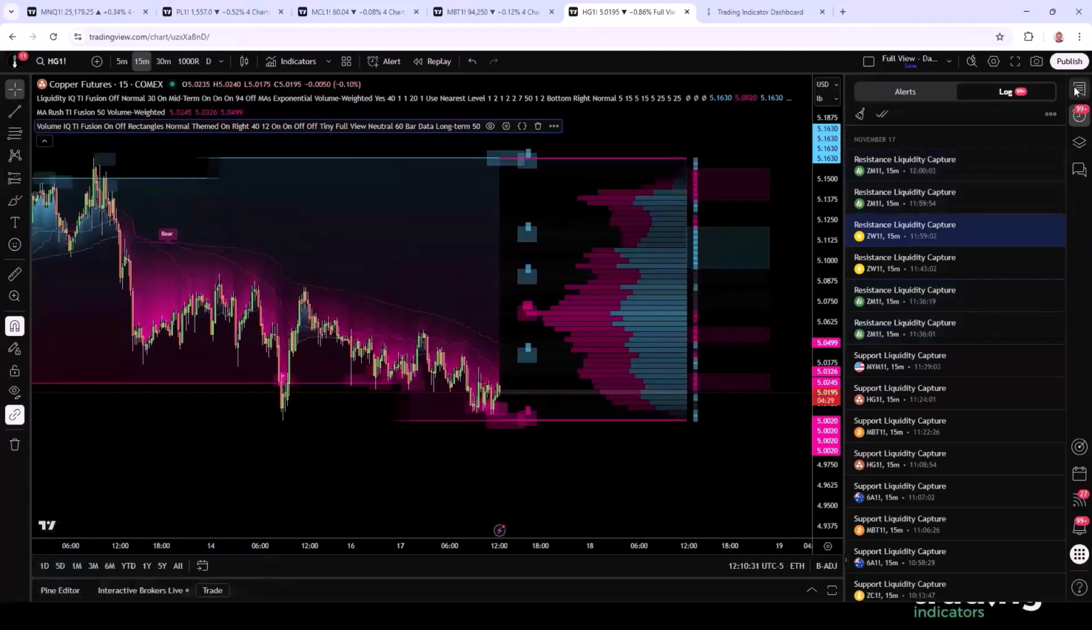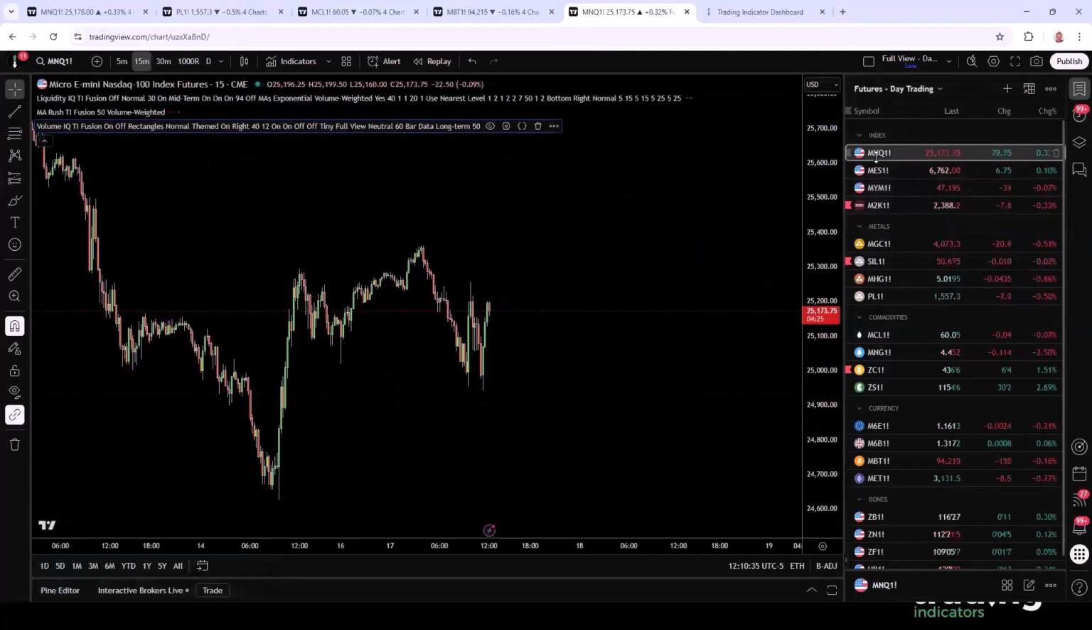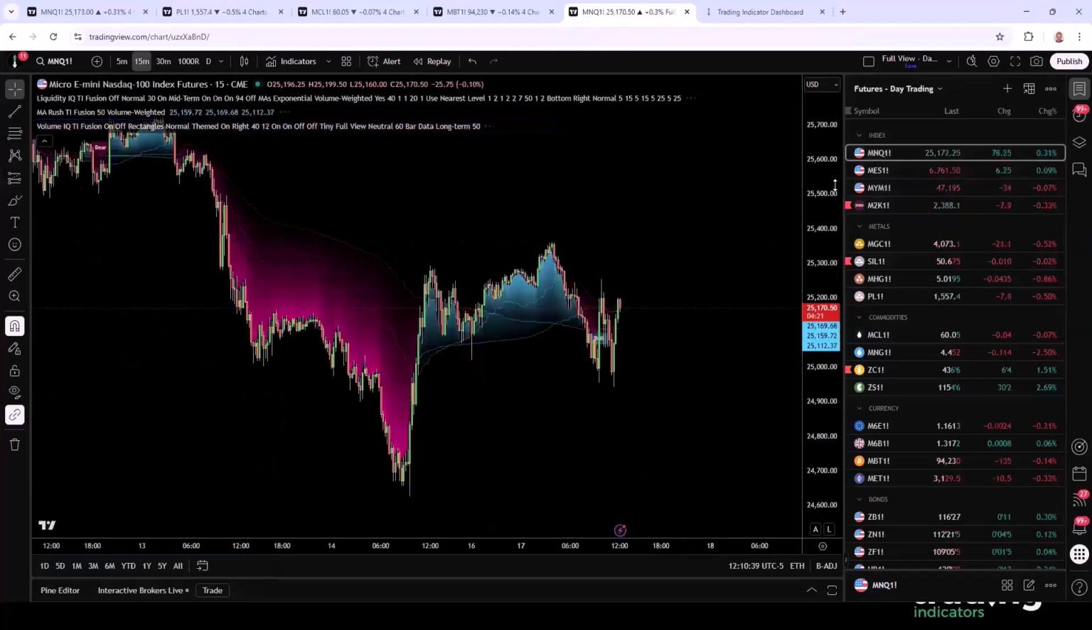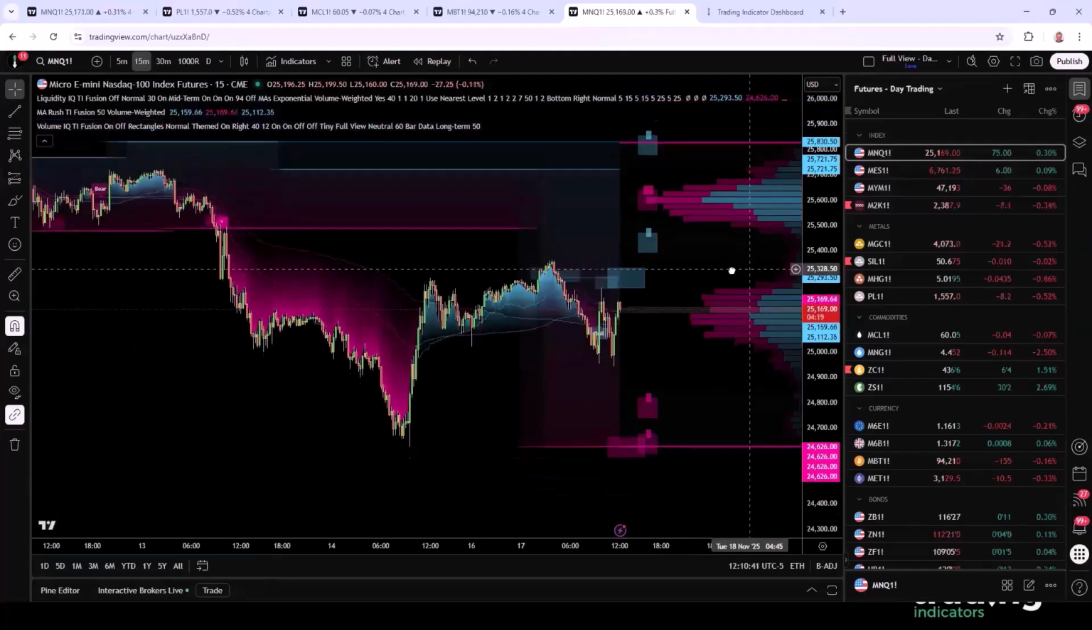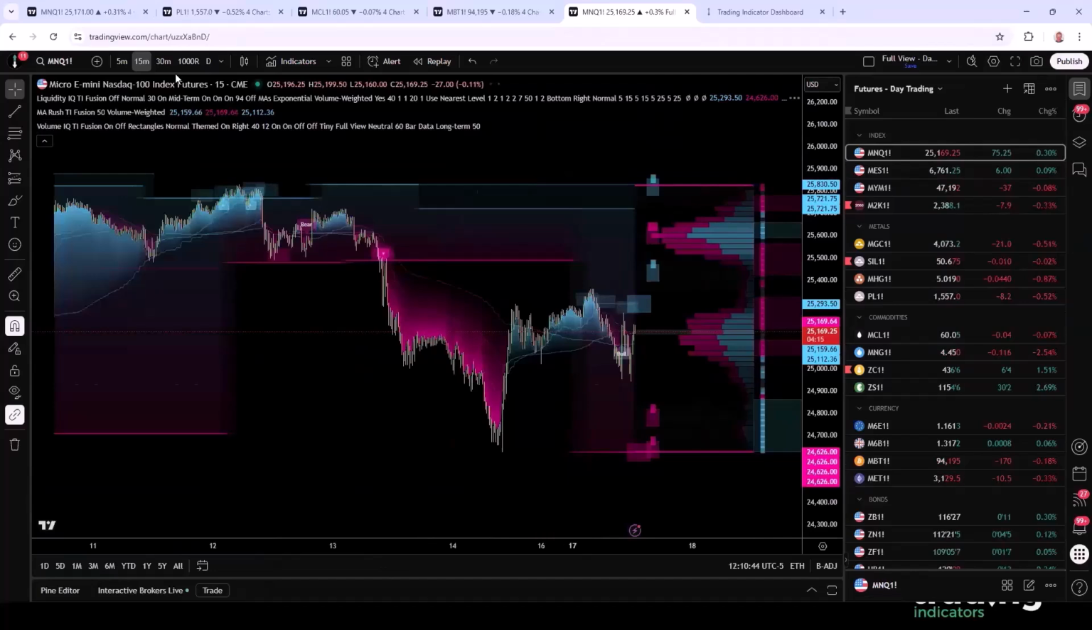And let me explain to you real quick how I set up my charts. I'm going to go to the MNQ contract here, which is a futures contract, the micro NASDAQ futures. And as you can see here, I have a couple of indicators on this chart. And by the way, this is a 15-minute chart.